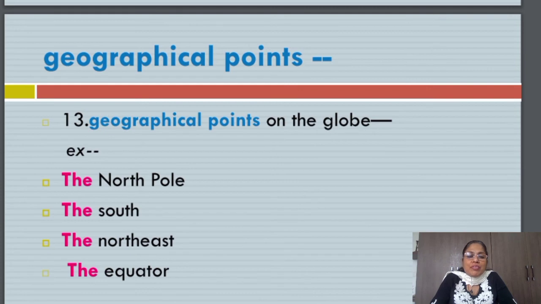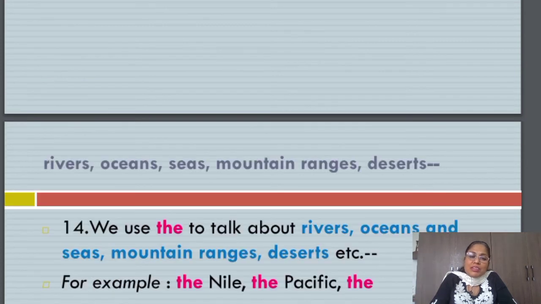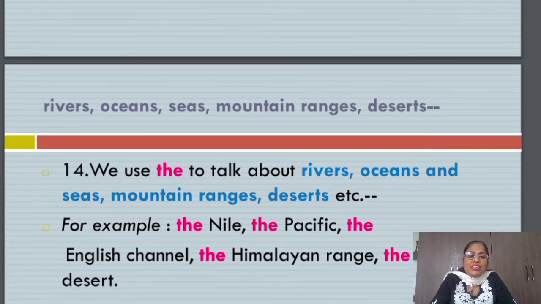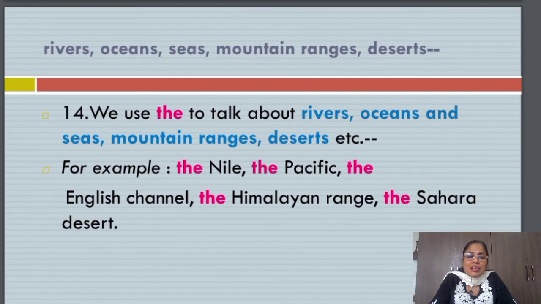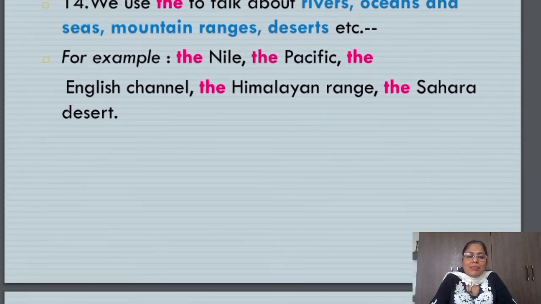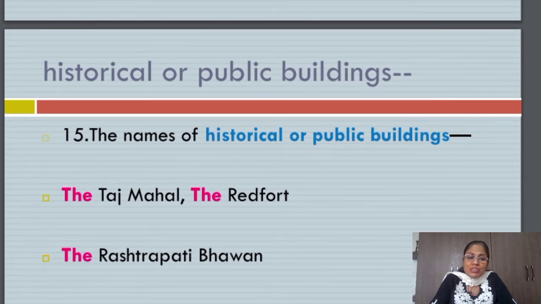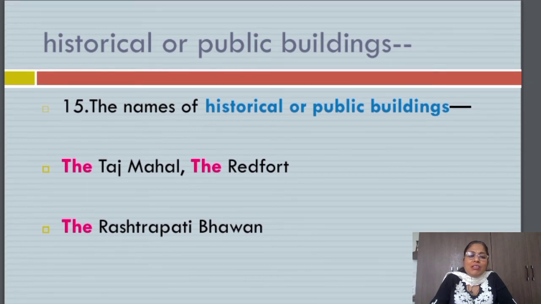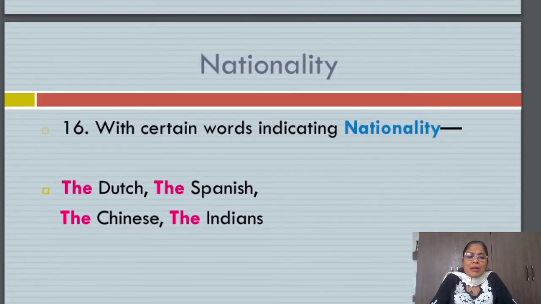The next one is geographical points on the globe. If I say the North Pole, the South, the Northeast, the Equator, they're all points. The is also used before other geographical features like rivers, oceans, seas, mountain ranges, and deserts. Examples are the Nile, the Pacific, the English Channel, the Himalayan range, the Sahara Desert, and so on. The is used before historical or public buildings. The names are the Taj Mahal, the Red Fort, the Rashtrapati Bhavan. These are some of the examples.